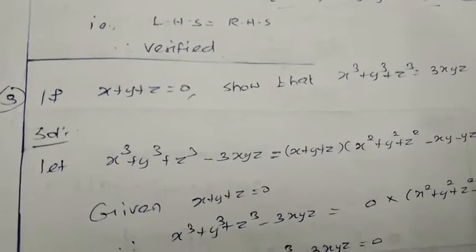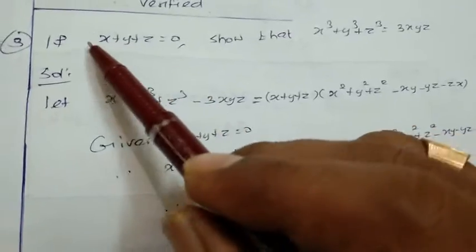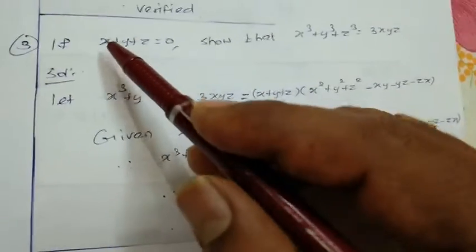Next problem, if x plus y plus z equal to 0, that is the value of x value, y value, z value, don't go with the variables, think about the number.